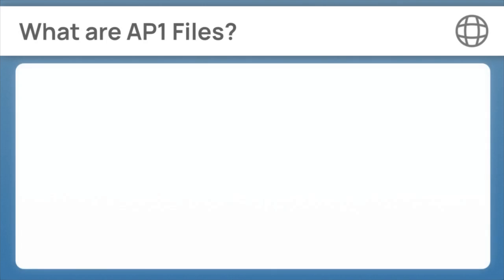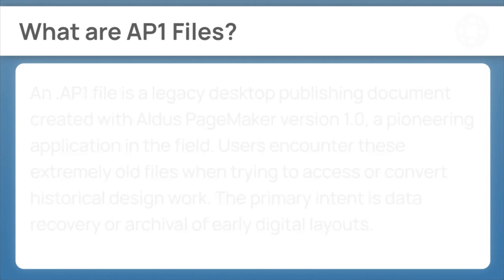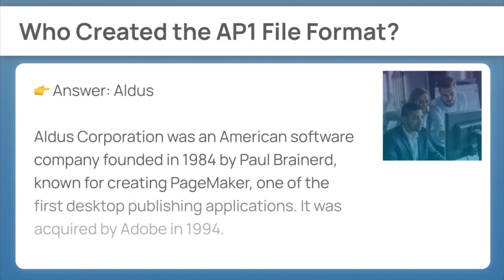An AP1 file is a legacy desktop publishing document created with Aldus PageMaker version 1.0, a pioneering application in the field. Users encounter these extremely old files when trying to access or convert historical design work. The primary intent is data recovery, or archival of early digital layouts.